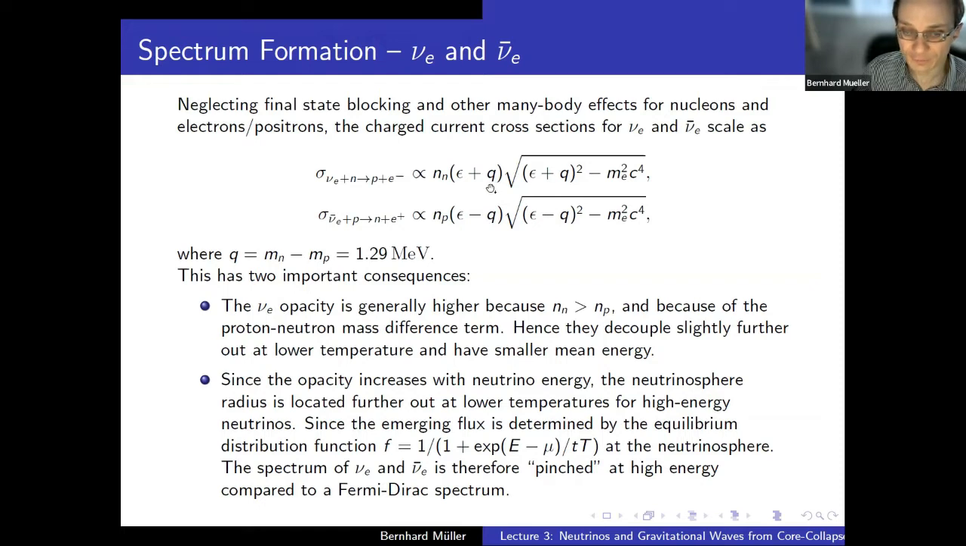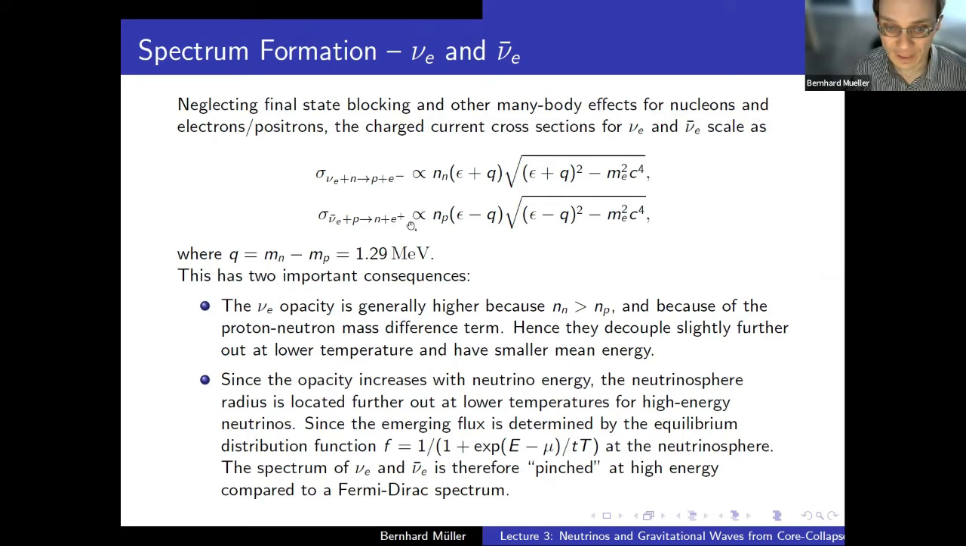That becomes quite obvious when you consider what their interaction rates are for absorption and emission. So the opacities will scale with the number density of the target. For absorption of electron neutrinos on neutrons, the opacity will scale with the neutron number density and a phase space factor for a neutrino of energy epsilon. And similarly for the electron antineutrinos, whose absorption channel is absorption by protons.